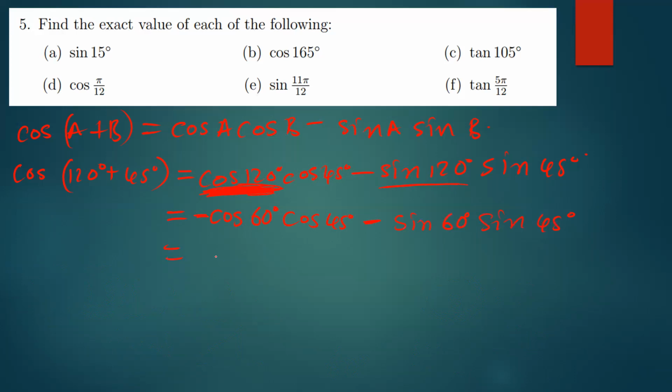So cos 60, from the table, cos 60 is 1/2. Then cos 45 is root 2 over 2. Then minus sine 60, which is root 3 over 2. And then we have sine 45, which is root 2 over 2. So you need to know these angles in your head. If you can't master them, there's a simplest way to master them.